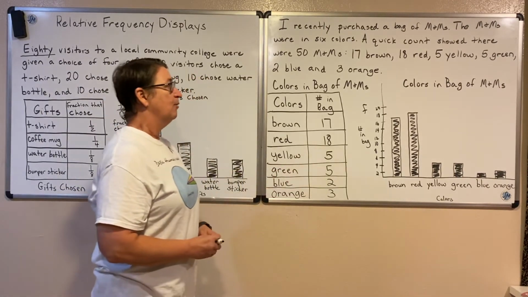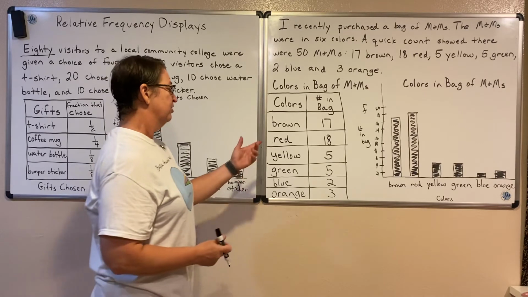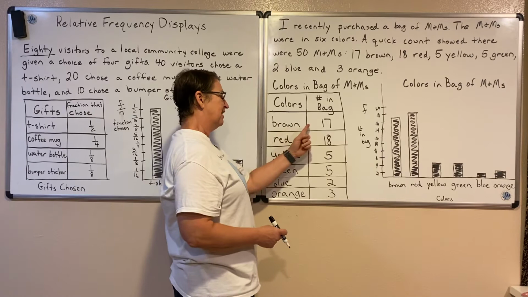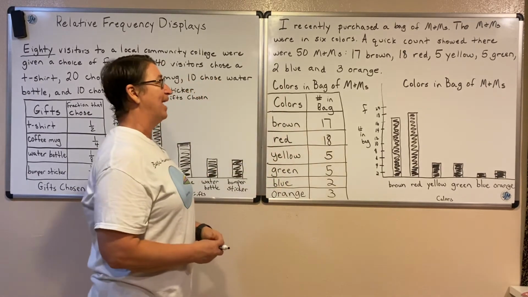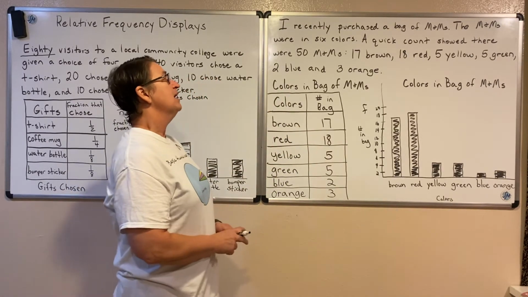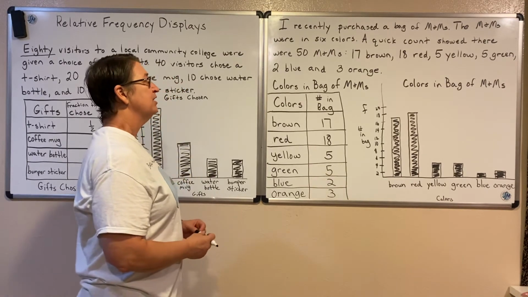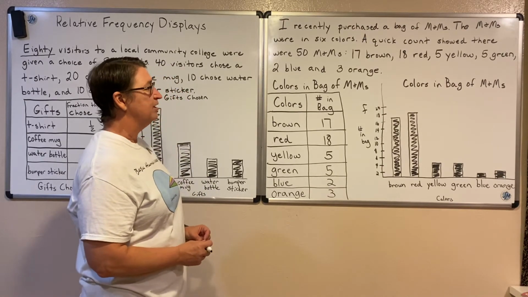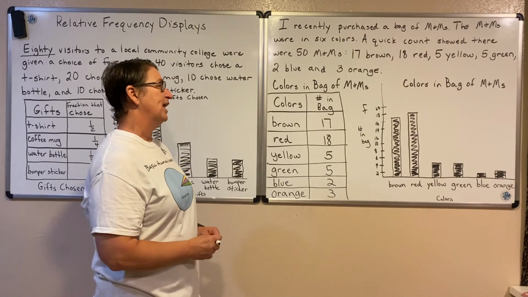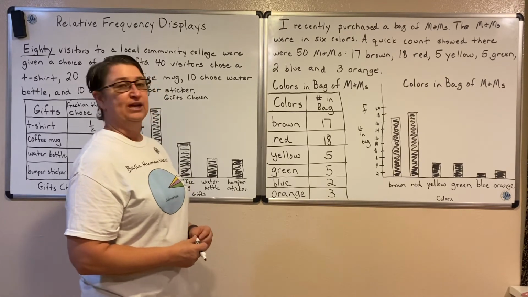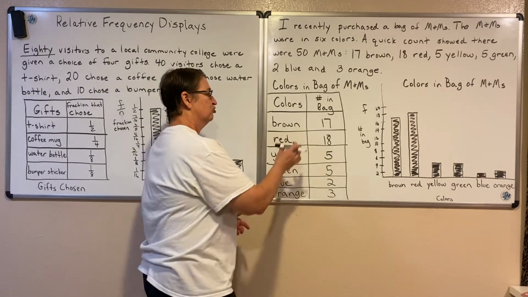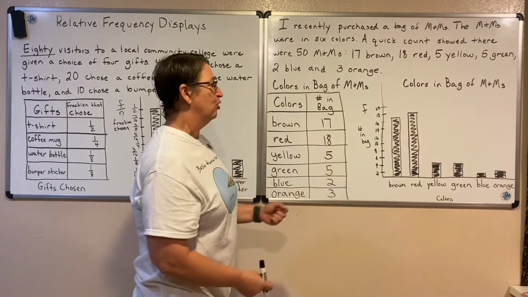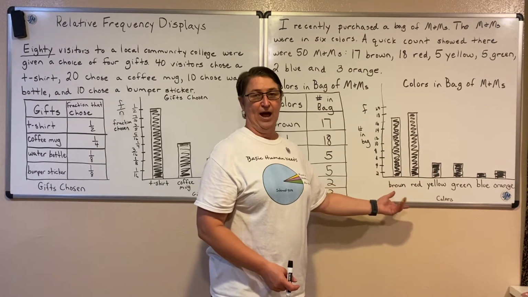Here, we can do the same thing with our M&Ms. We made a frequency table to show that there were 17 brown M&Ms in the bag. I'll read the example real quickly. I recently purchased a bag of M&Ms. The M&Ms were in 6 colors. A quick count showed there were 50 M&Ms: 17 brown, 18 red, 5 yellow, 5 green, 2 blue, and 3 orange. So we showed the frequency of each of the colors on our frequency table and on our bar graph.